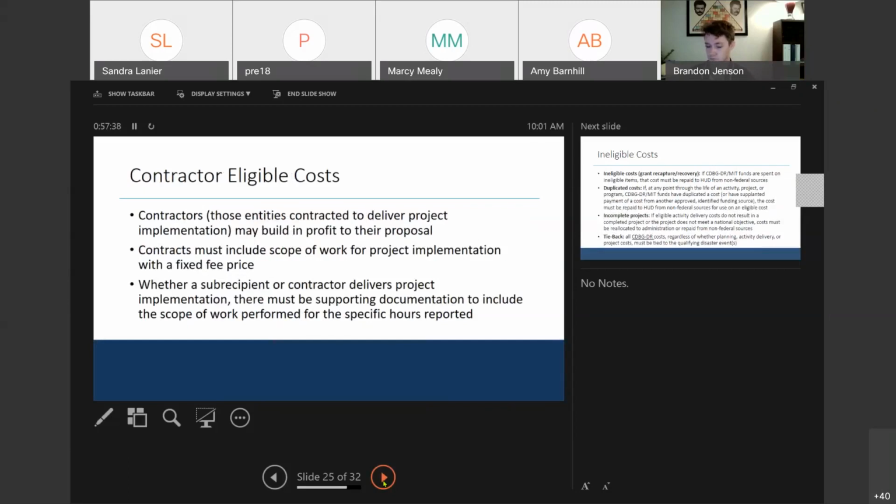Contractor eligible costs. When I'm talking about a contractor, those are the entities that are delivering that project implementation. Of course, they can build in profit to their proposal. The contracts must include the scope of work for project implementation with a fixed fee price. That's knowing what deliverables you're going to deliver and how you're invoicing them, and then accounting for that with that fixed fee price. Whether a subrecipient or contractor delivers the project implementation, as we've stated before, the most important thing is adequate supporting documentation, and it will need to include tracking of hours.